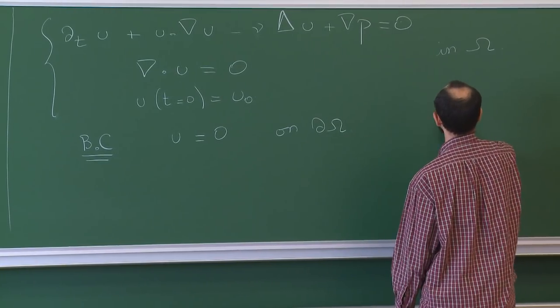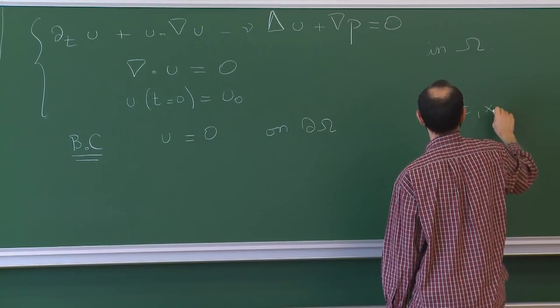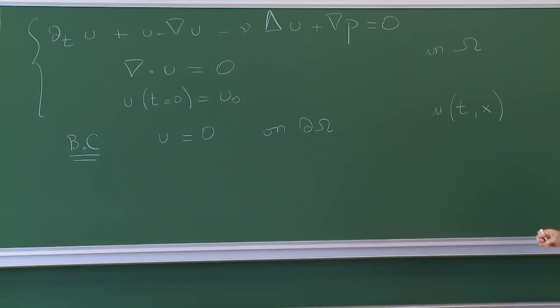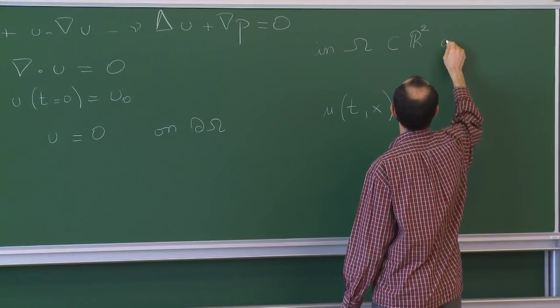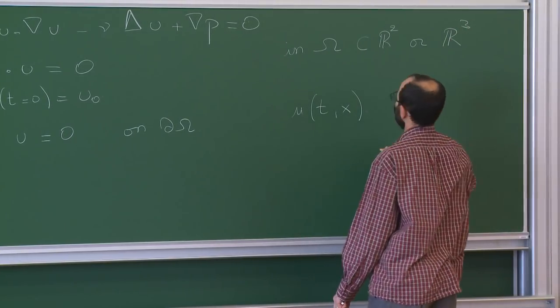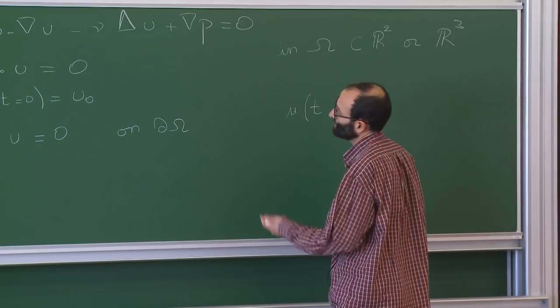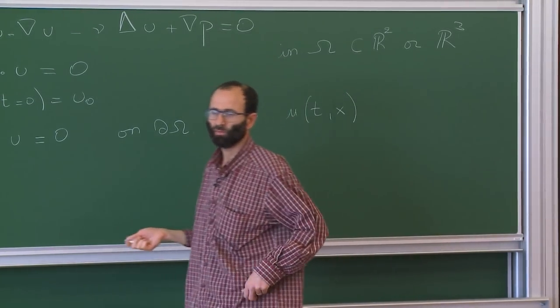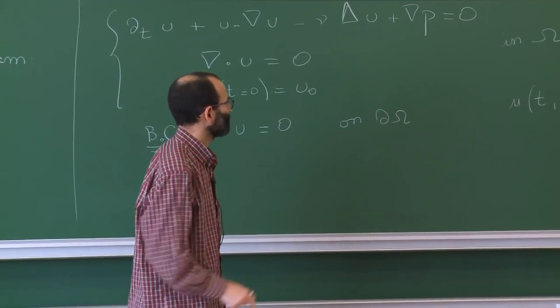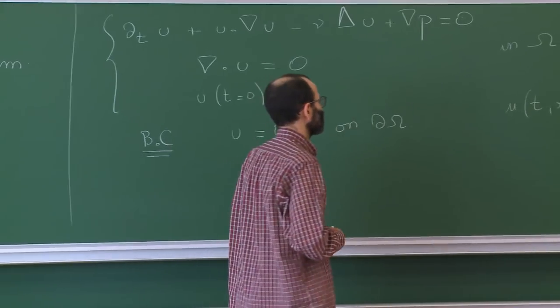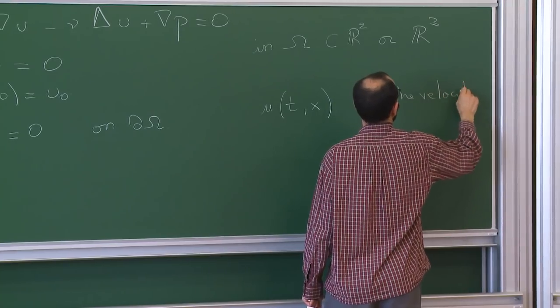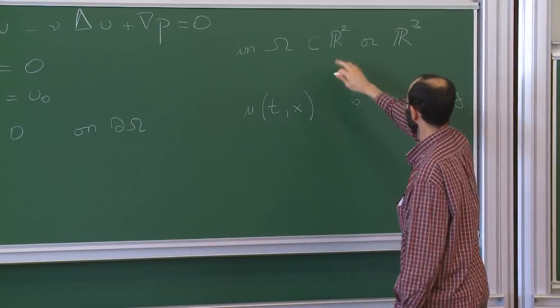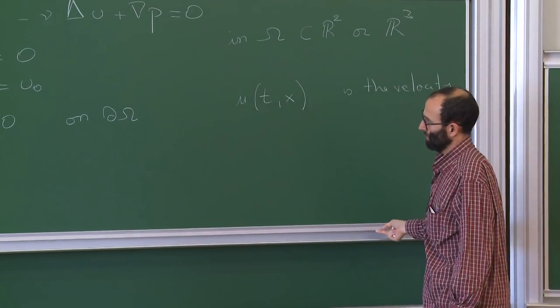So usually I will write down u as a function of t and x. So Ω is in R2 or R3. We can also study the problem in any dimension, but it will be more interesting if we are in two or three dimensions. So u is, again, the velocity, which is a vector in R2 or R3.